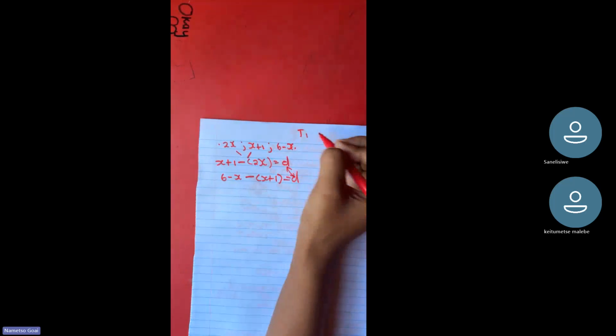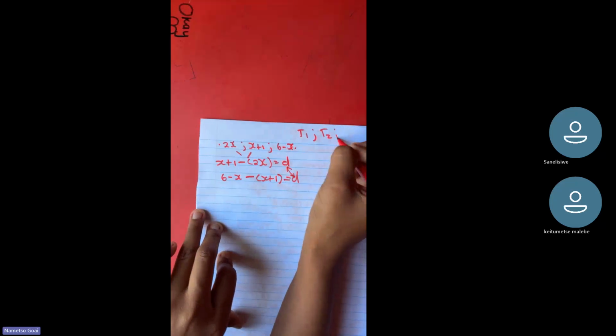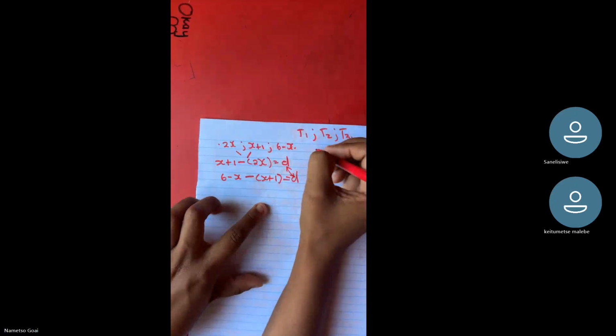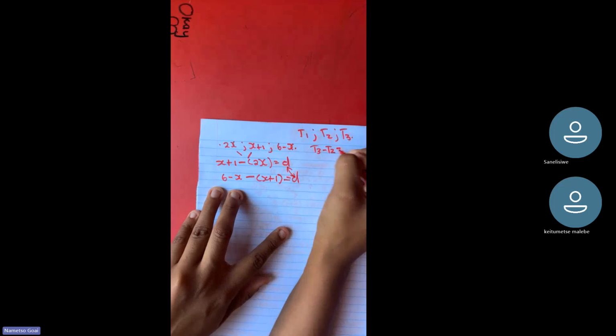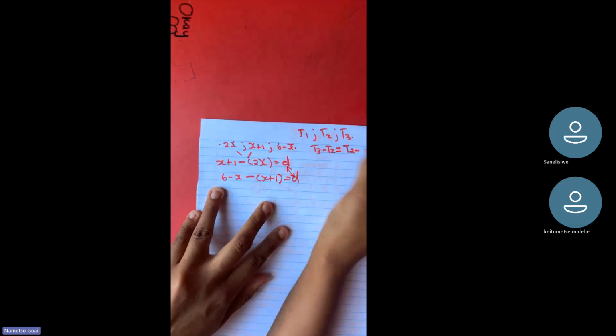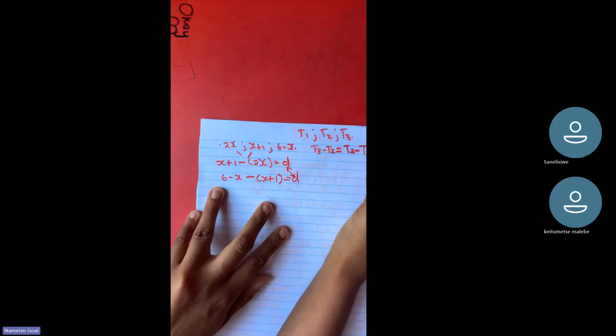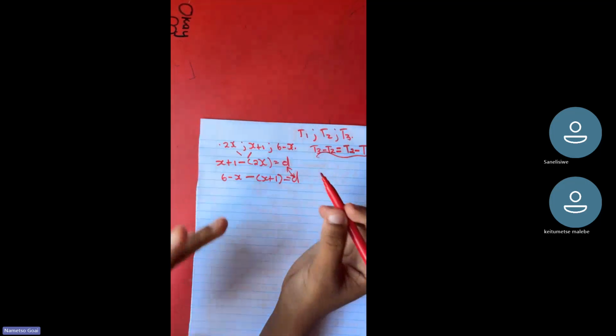I just said if we have T1, T2, T3, T3 minus T2 should be equal to T2 minus T1, right? Because it's an arithmetic sequence.